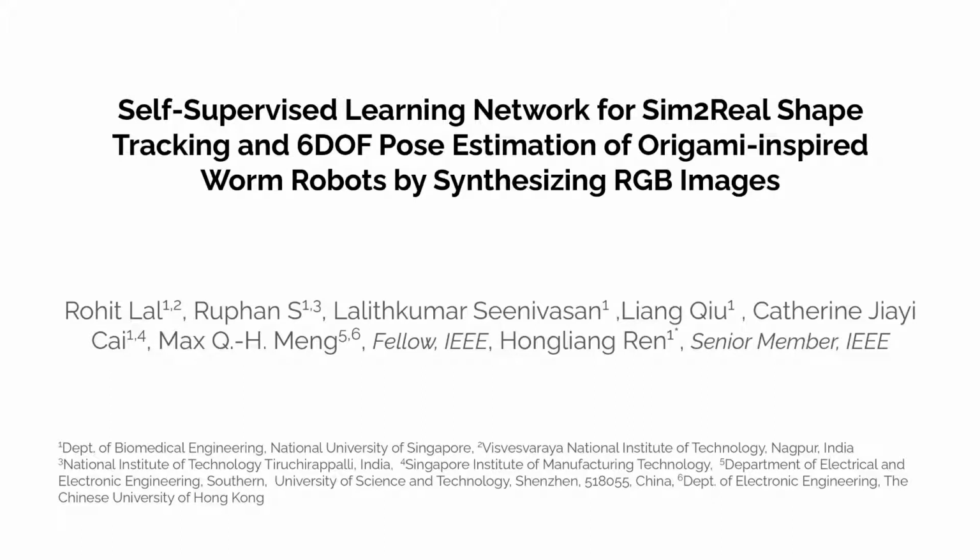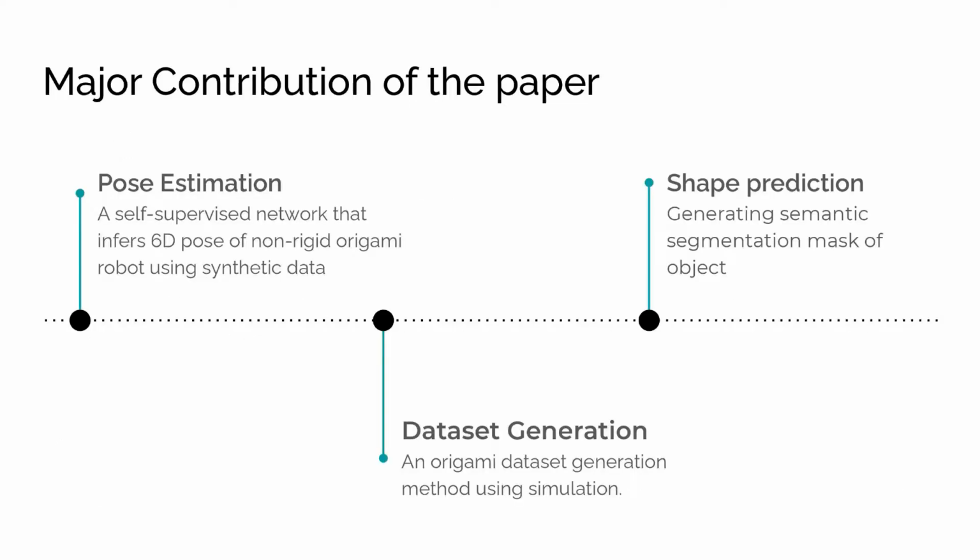A solution is to develop a deep learning-based pipeline that can effectively estimate the pose and get the shape information of the deformable origami robots. This paper proposes a self-supervised learning-based algorithm named ScoopNet that trains on a synthetic dataset generated from simulation to infer the robot's pose and shape.